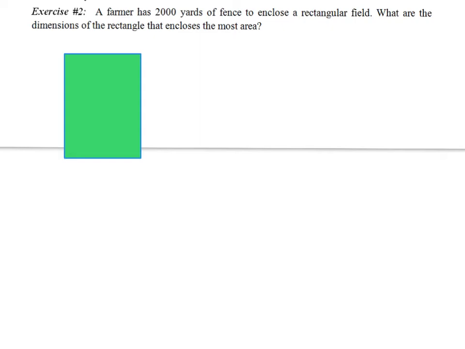Now in exercise number 2, we're going to have to do some work in order to create our quadratic equation. So we see that a farmer has 2,000 yards of fence. He wants to use that fencing to enclose a rectangular field. We want to find out what are the dimensions of the rectangle that encloses the most area. When I see those words most area, that means that I want to find the maximum point on my quadratic equation. So the maximum point on my area equation.